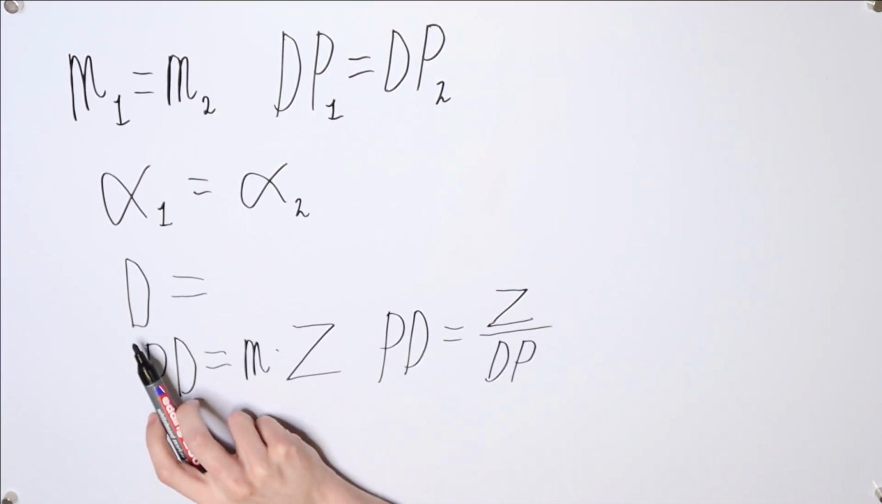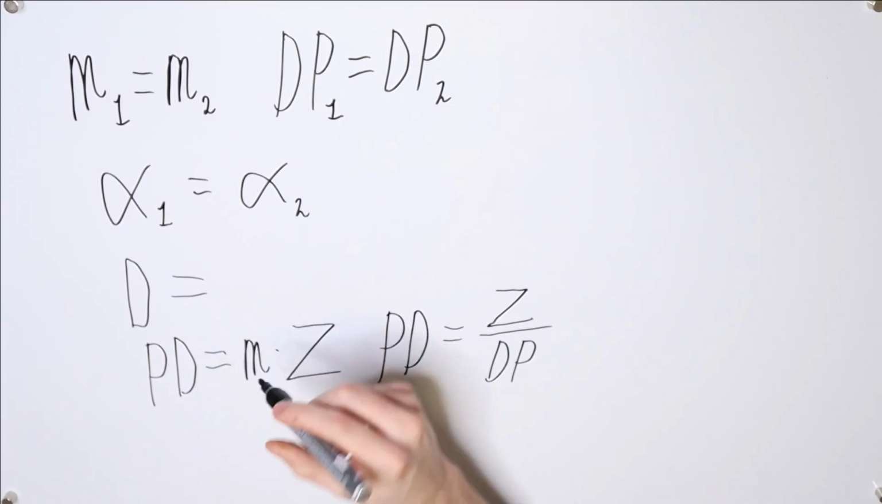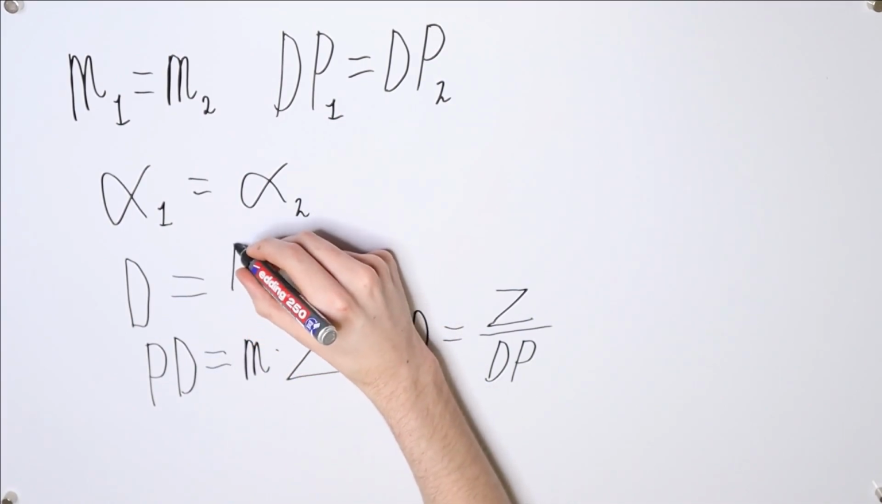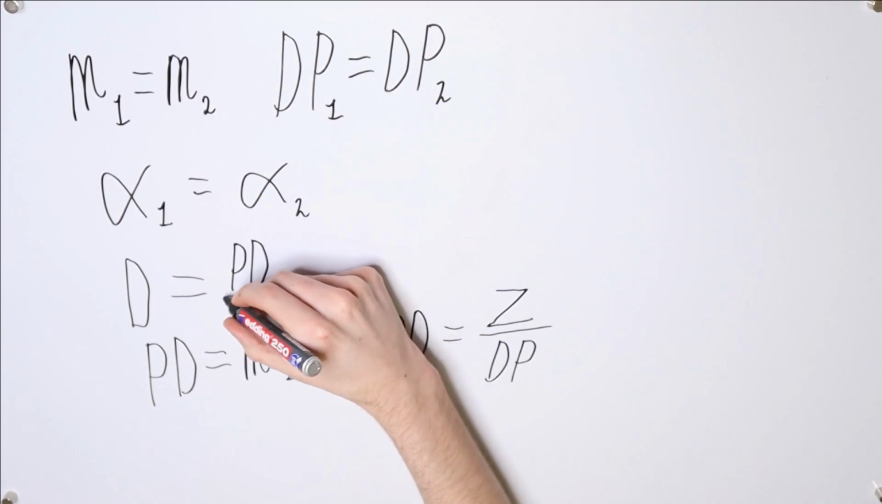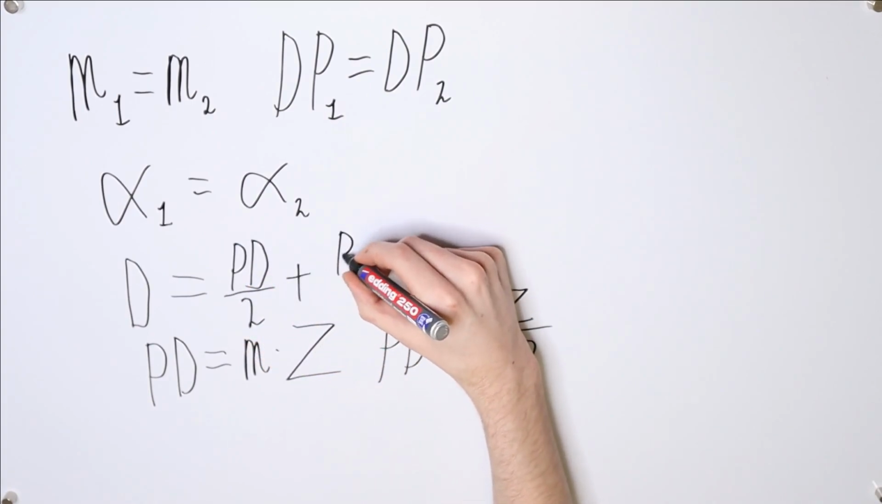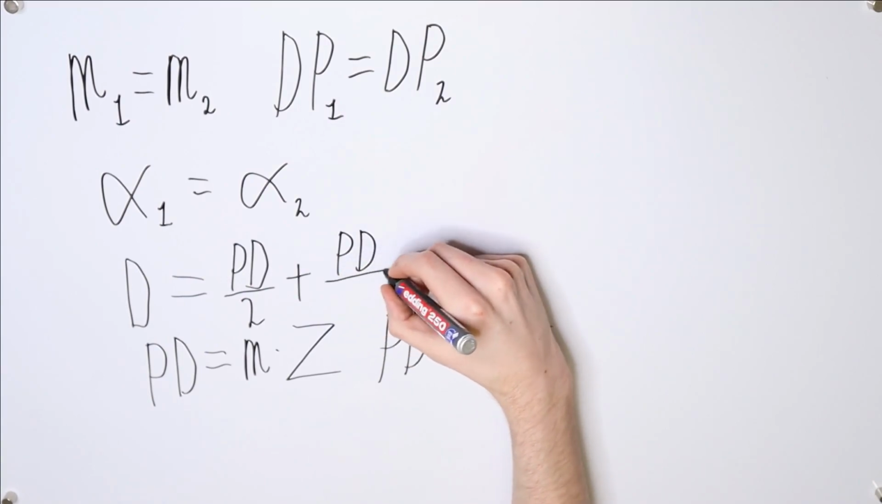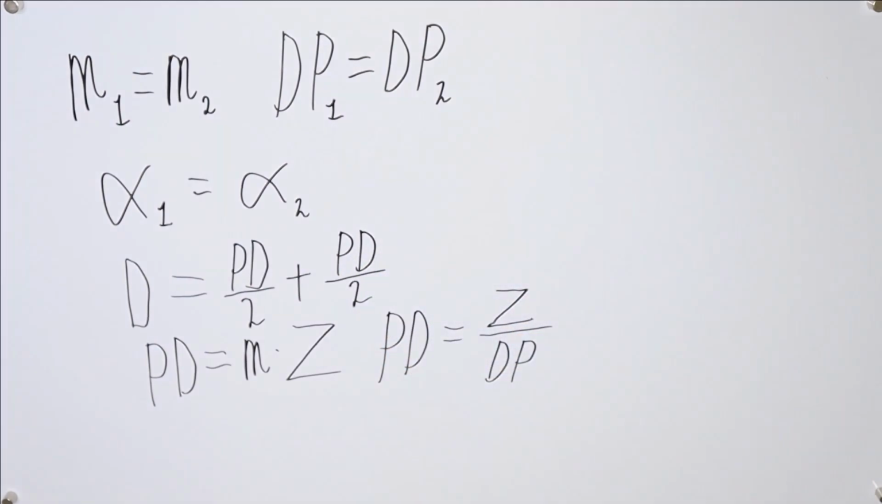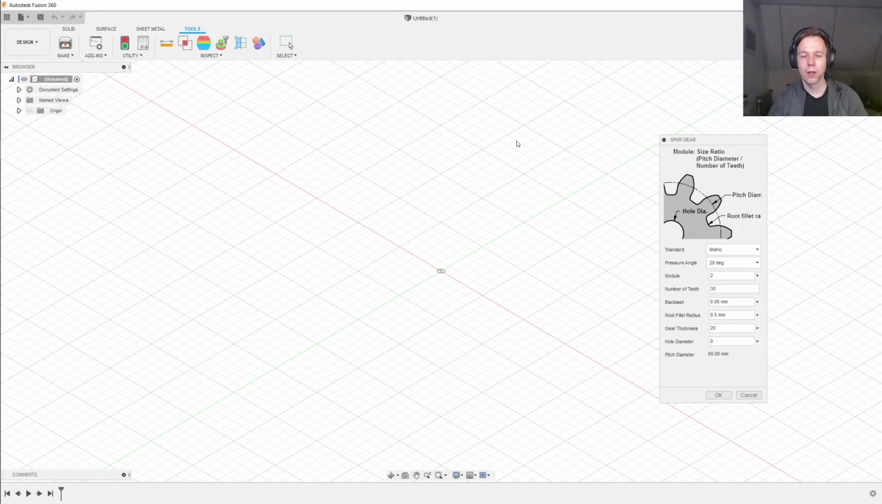And then the distance between the two shafts has to be the pitch diameter of one gear divided by 2 plus the pitch diameter of the other gear divided by 2. I'd like to hop back into Fusion real quick and show you again that the pitch diameter of a gear is given on the bottom end of the gear generator. And we can see that it is indeed the module times the number of teeth.